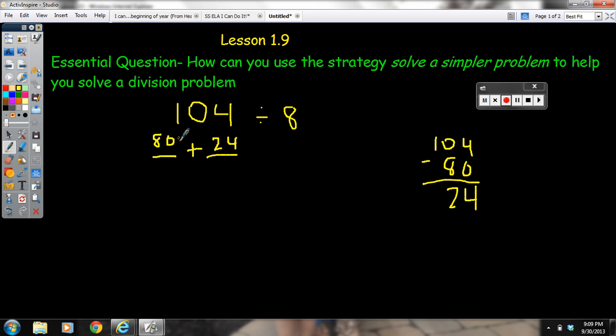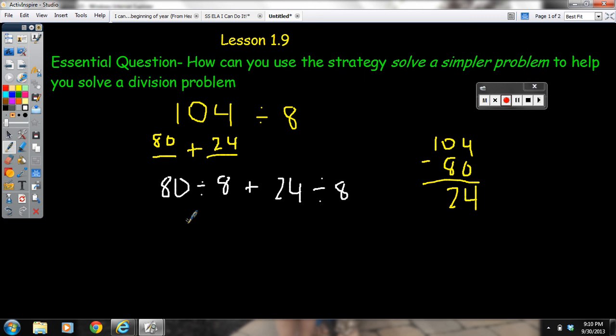Now that we broke up this dividend into simpler numbers, the next step to solve this problem is to take each one of these numbers and divide it by the divisor. I take 80 and divide it by 8, and then add that together with the 24 divided by 8. If I add those together, I'm going to get my quotient.